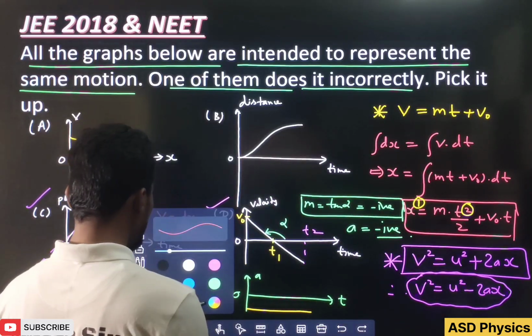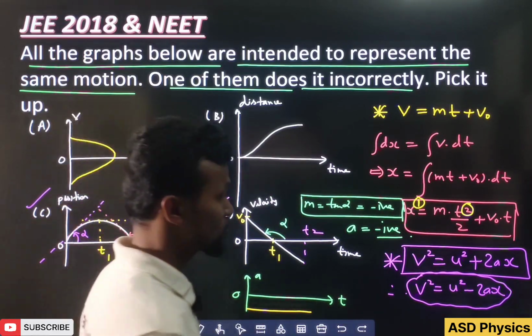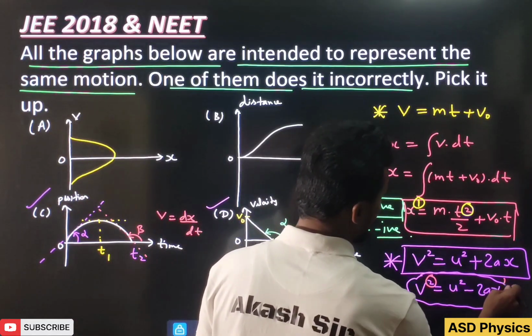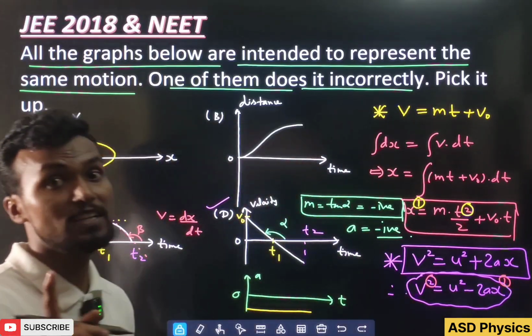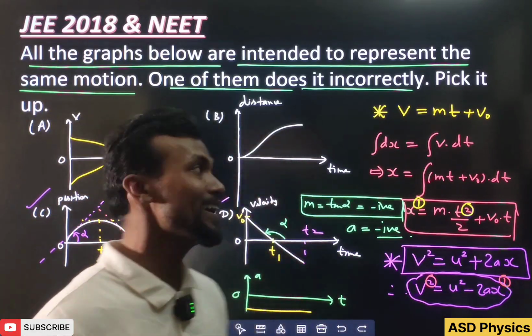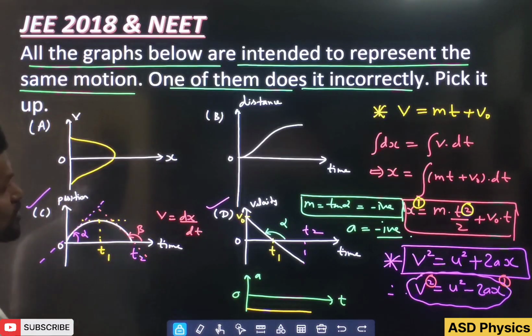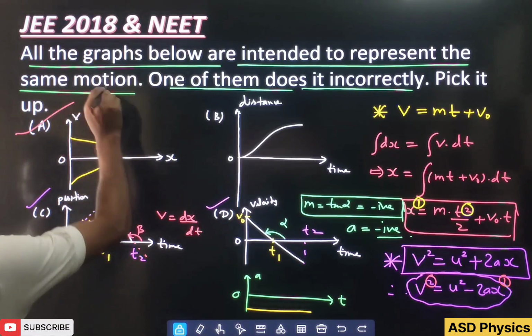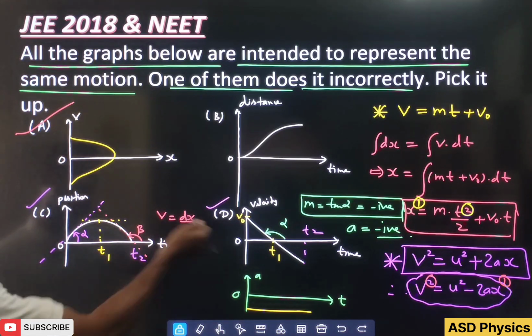So students, if we talk about the velocity versus position graph, see here velocity power 2, position power 1. That means this is also a parabola. So you can see the velocity versus position graph is also a parabola opening towards the negative x-axis. That means this is also correct. A is correct, C is correct, D is also correct.